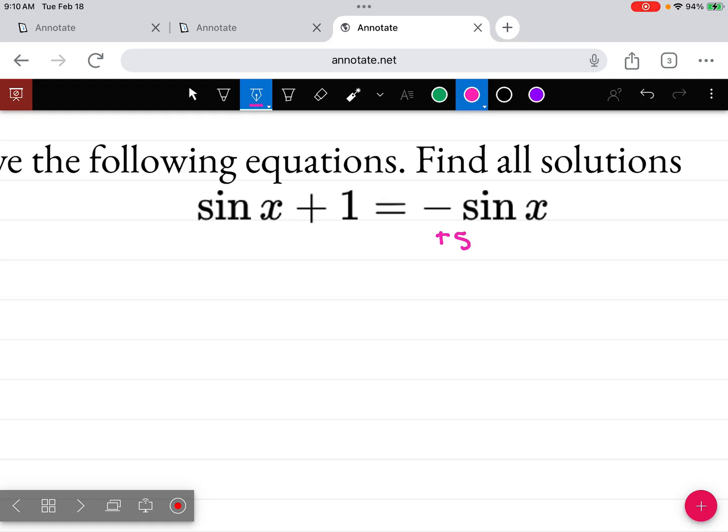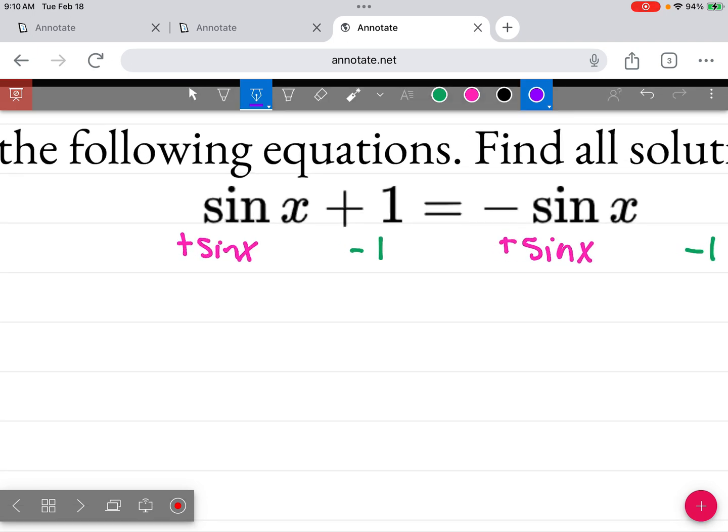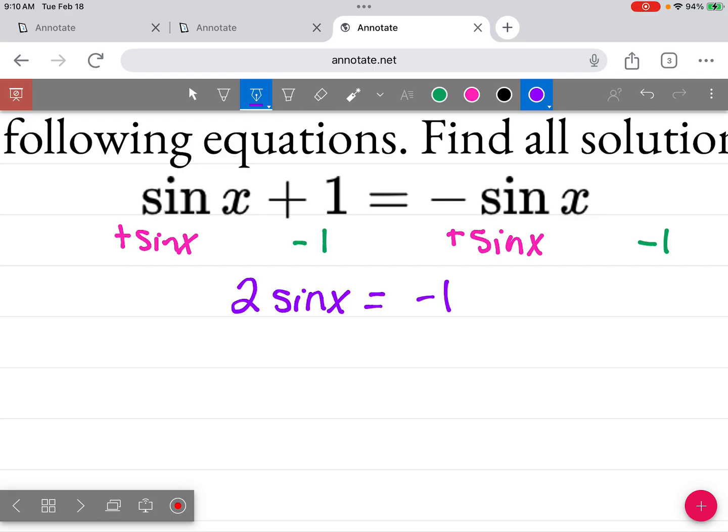So if we add sine of x to both sides, and then you can also do this at the same time, minus 1 from both sides. That's totally valid. That was what you said, so I'm just going to go with it. So I have sine of x plus sine of x. What are we going to get there? 2 sine of x equals negative 1. There were a couple of steps in there. Everyone see what we did? What should we do next?